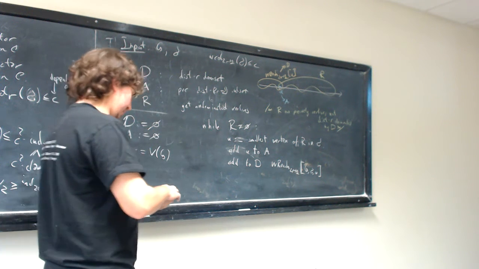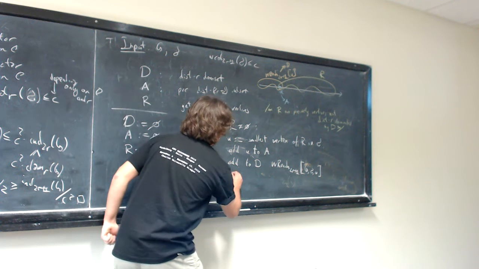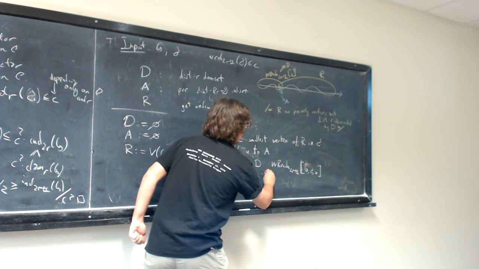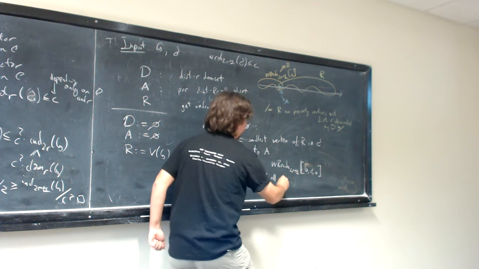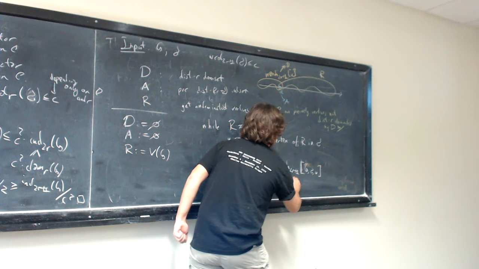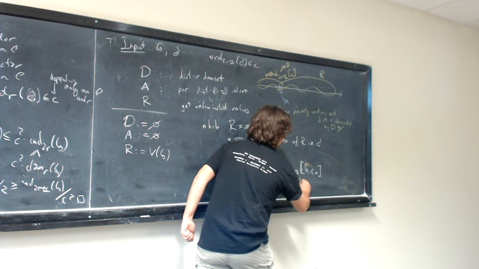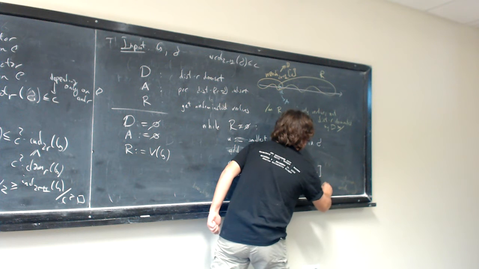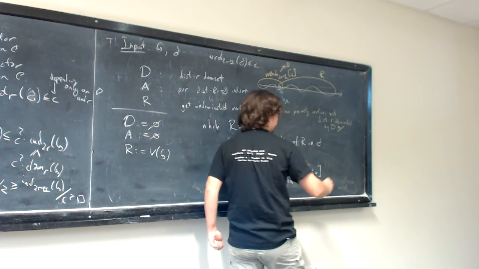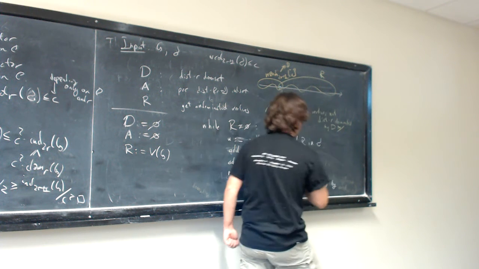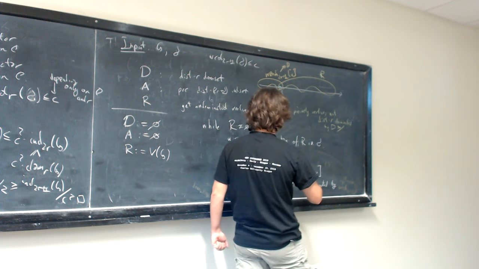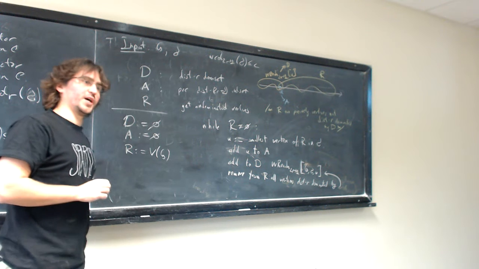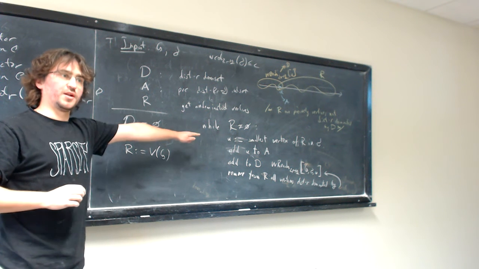Okay, and then I update R, so remove from R all vertices distance r dominated by this W reach that we added. And this is the whole algorithm.